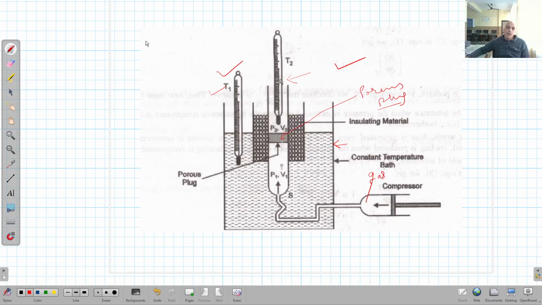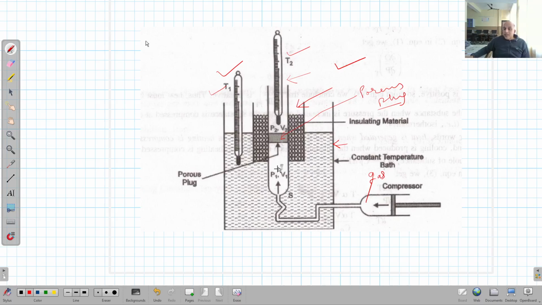Here, the temperature of the outgoing gas is measured through the thermometer T2, right? Here we have used insulating material. What is the significance of using this insulating material? It is very significant. Why?